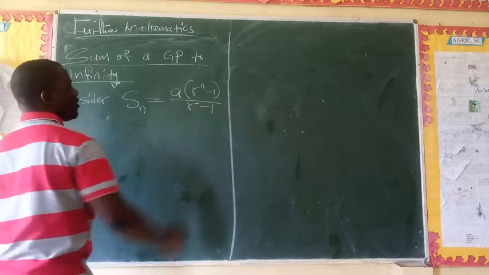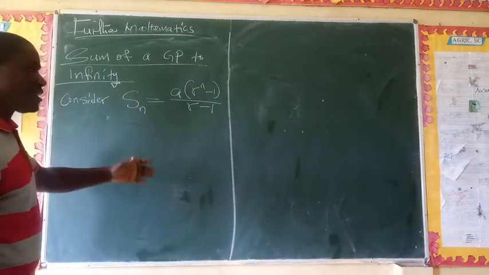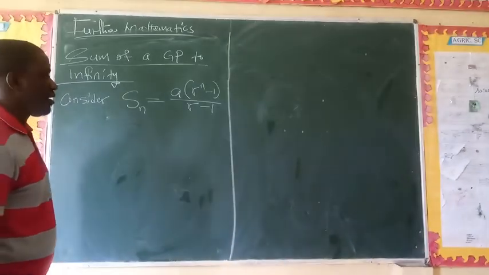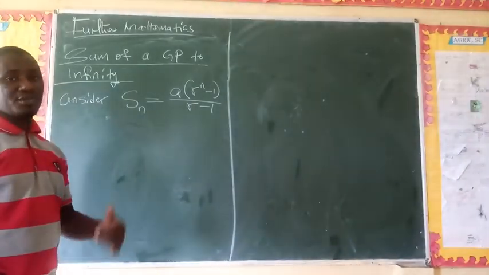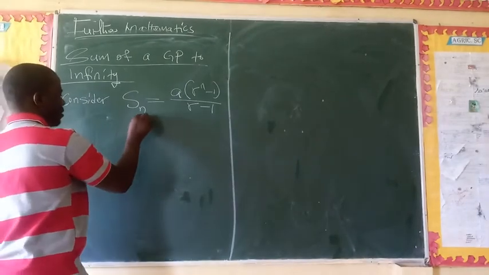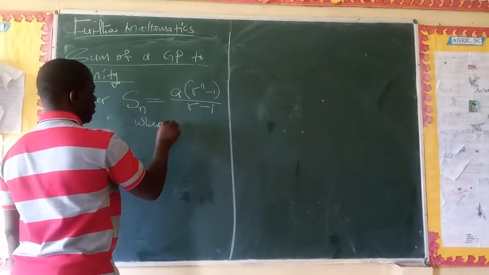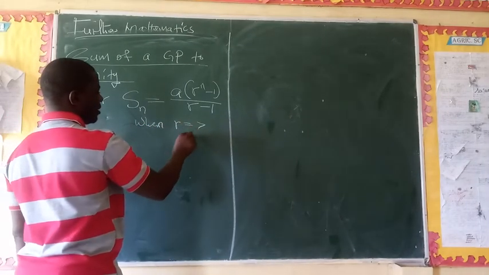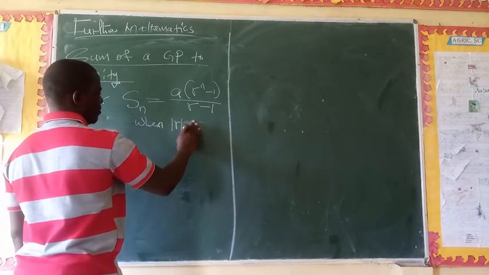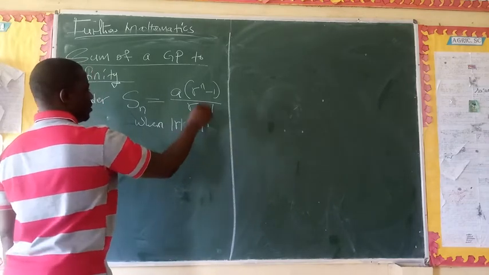This is only used when r is greater than 1, the common ratio is greater than 1. This is when the modulus of r is greater than 1.